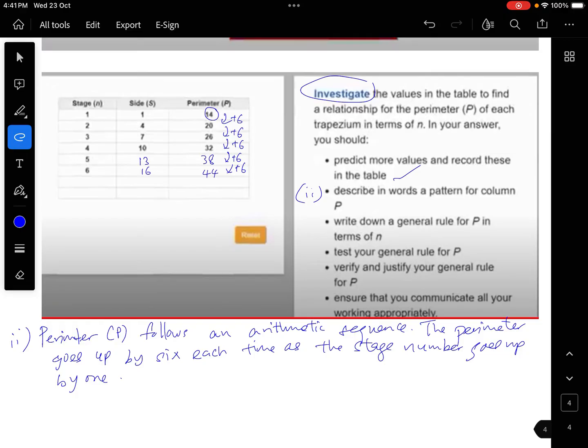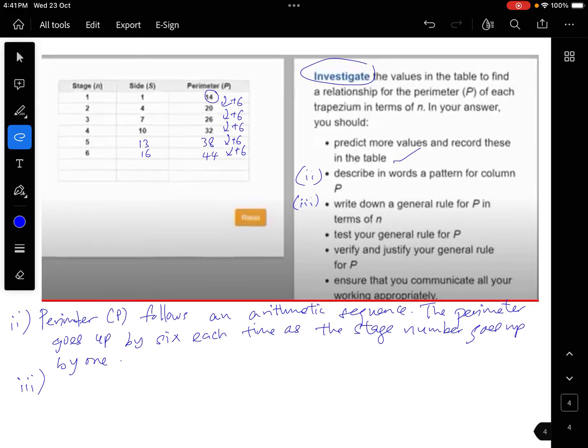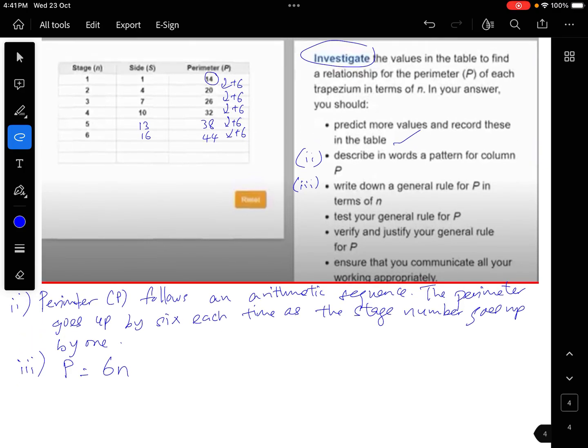And the next part, in part 3, it says write down a general rule for P in terms of N. Very repetitive, very much the same thing again. So what I'll do is, again, since we know that it's always going up by 6, I usually like to start off the formula by doing 6n. Okay, again, this trick always works. But if we do 6n, we know that this always follows a sequence that goes in multiples of 6.